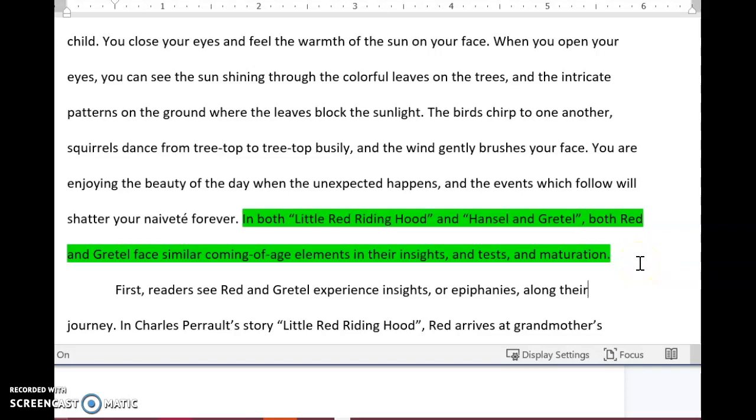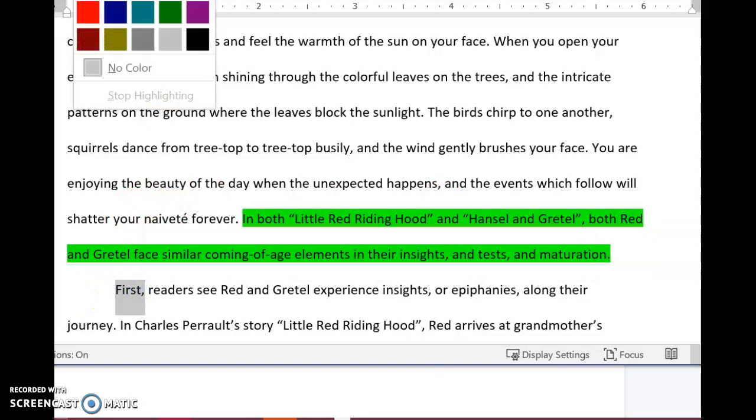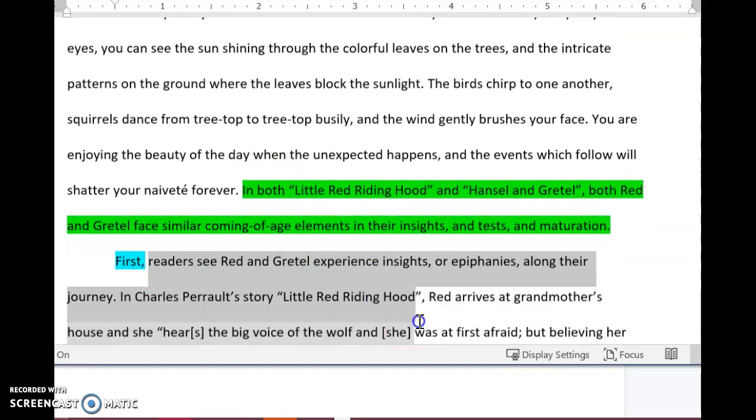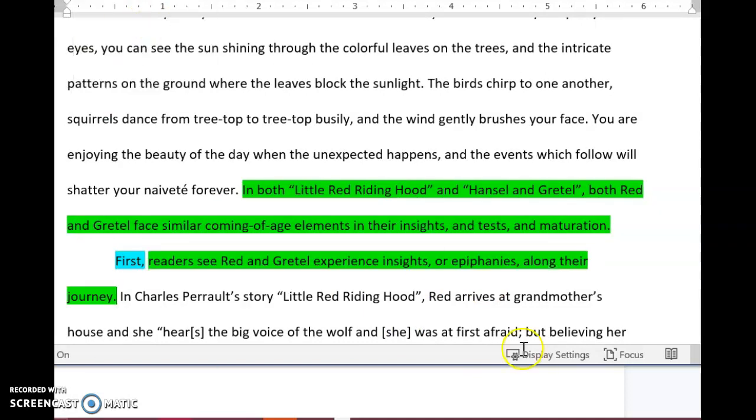So I want to go through and make sure that all of my topic sentences not only start with a transition word, which I'm going to highlight in orange, but that they follow the same order as my thesis statement. So to begin, I have first, I'm going to highlight that, I'll highlight it blue because that's what I have. Readers see Red and Gretel experience insight or epiphanies along their journey. So that is my topic sentence. Again, I'm going to go and highlight that green.